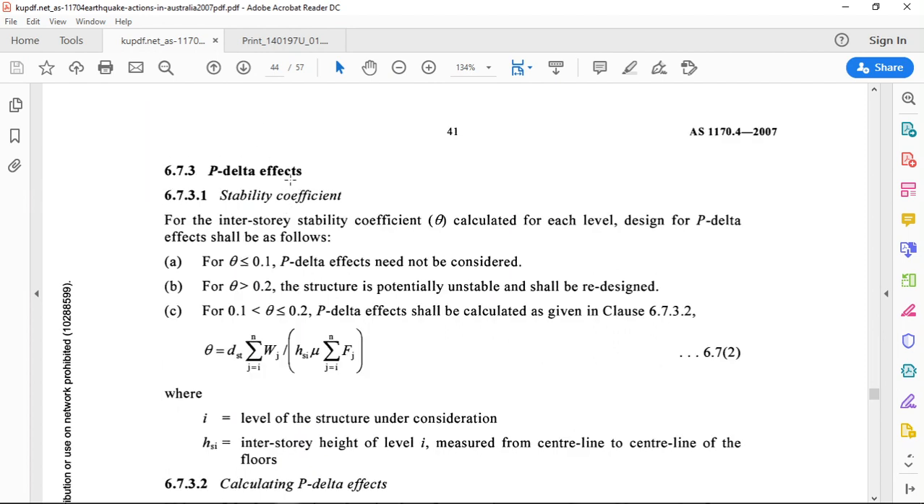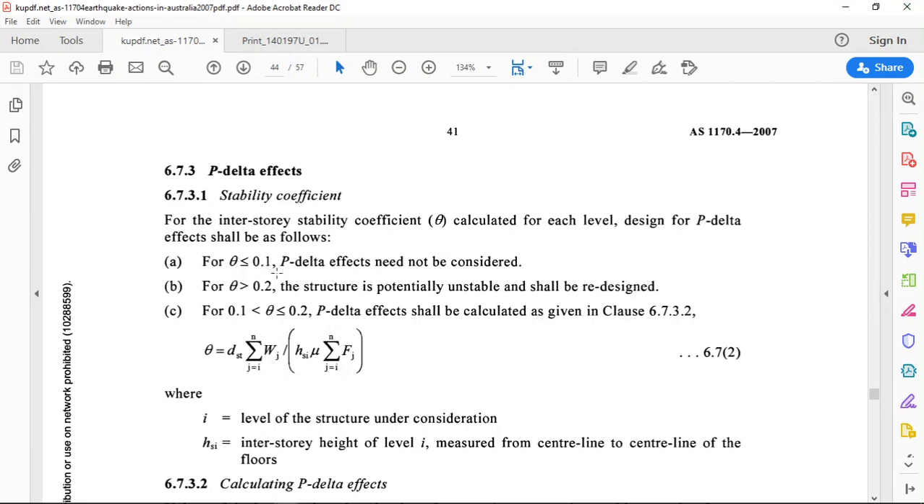The other thing is the PDelta effects, where the theta value, if it is less than 0.1, then you do not need to consider the PDelta effects. And if it is more than 0.2, then the structure is potentially unstable and shall be redesigned. So there are various conditions that you have to check depending on the value that you obtain for theta. As long as it's less than 0.1, we are good to go.